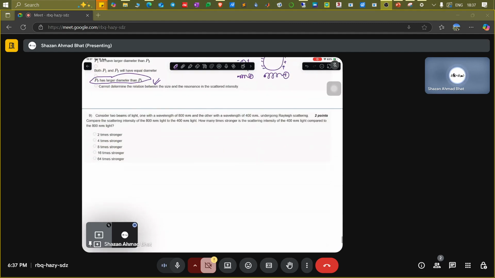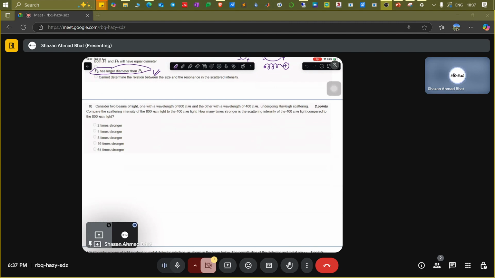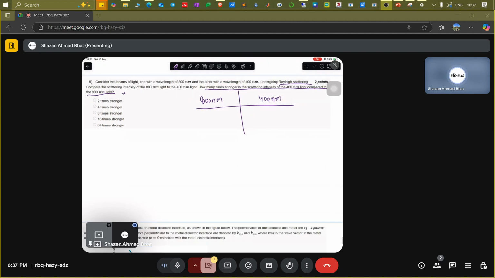Now, question number 9. Question number 9 says that you have two beams. One is 800 nanometer, another is 400 nanometer, and you are considering the Rayleigh scattering. So compare the scattered intensity of both of these, and how many times stronger is the scattering intensity for 400 compared to that of the 800. Both of them are going to scatter from a certain particle.